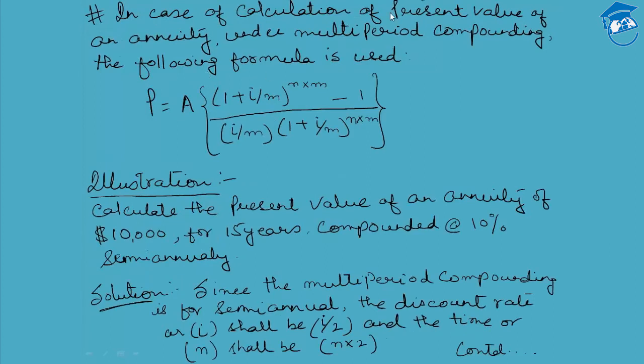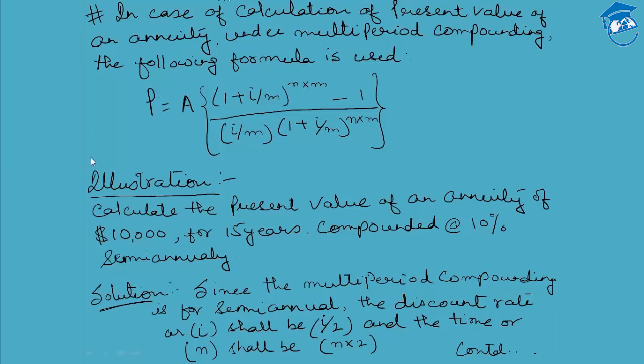Now, in case of calculation of the present value of an annuity under multi-period compounding, the following formula is used. What does it mean? The last numerical was dedicated towards calculation of the present value of a future lump sum, while this particular numerical helps us in calculating the present value of a future annuity under the condition of a multi-period discounting phenomenon.